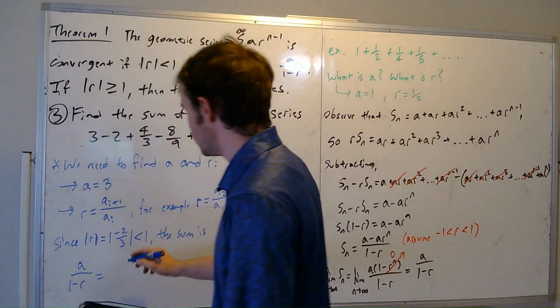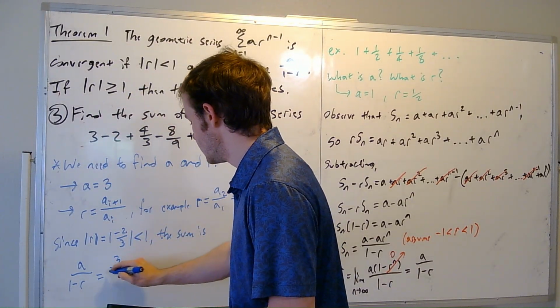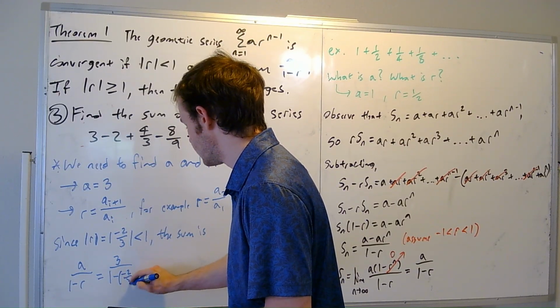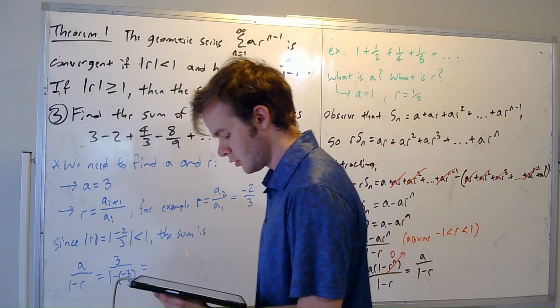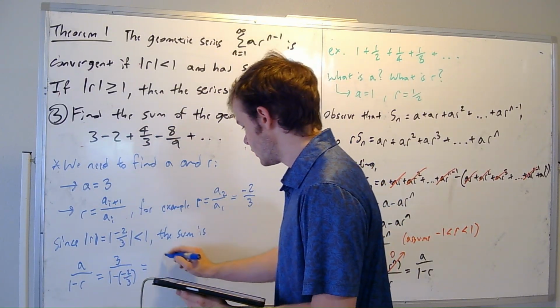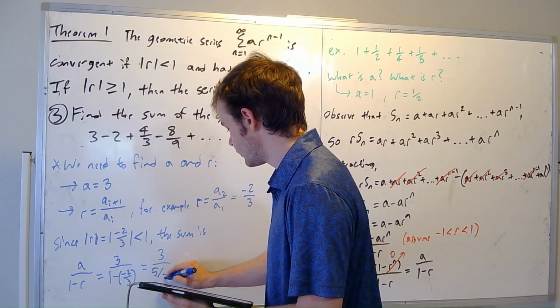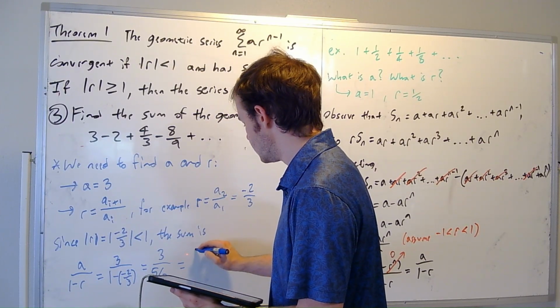and we just plug in what we know. So a is 3, and 1 minus, we said r was negative 2/3. Right? So we just plug all this information in. We're going to get 3 over 5/3, which is going to be 9/5.